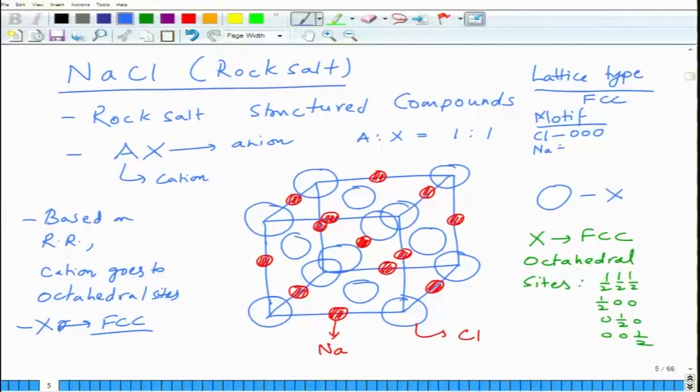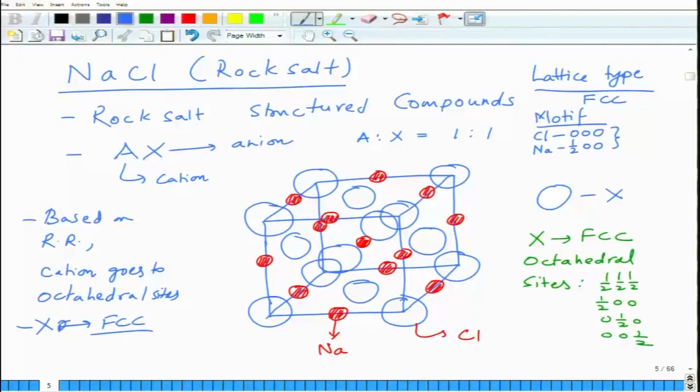So, how do you describe the position of sodium? Sodium is displaced with respect to chlorine by 1 by 2. So, you can write it as half 0, 0. So, this is the motif, chlorine at 0, 0, 0, sodium at half 0, 0. Now, let us look at the coordination number of chlorine. How many sodium atoms are around it?